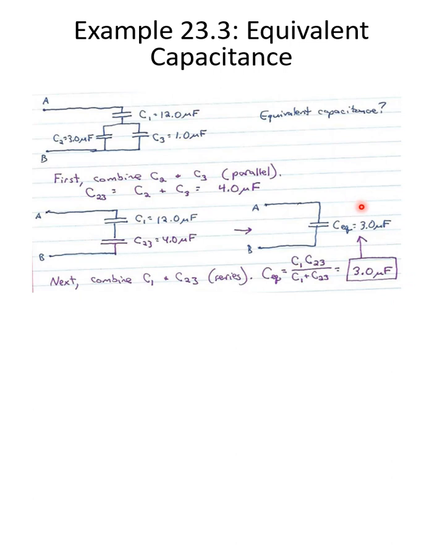And now you look at the final picture that I've drawn. All three capacitors have an equivalent capacitance of 3 microfarads. And if you went to the circuit and you pulled out all these capacitors, you could replace them with a single 3 microfarad capacitor.